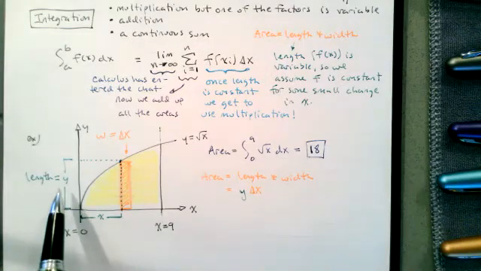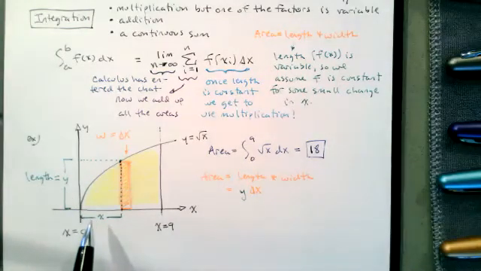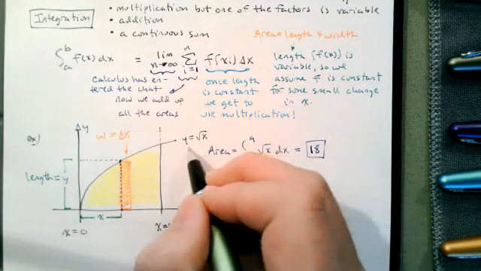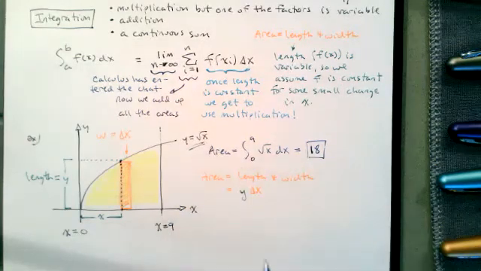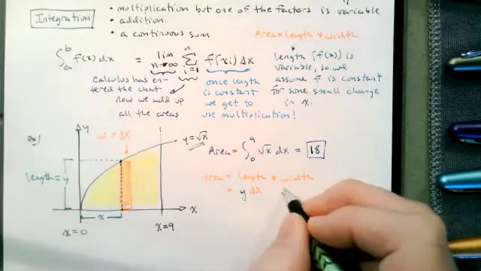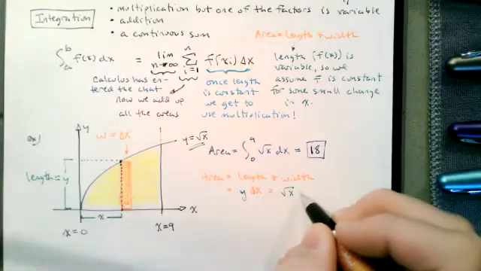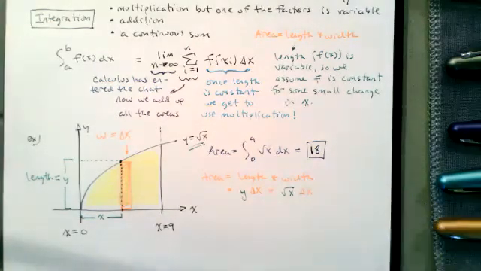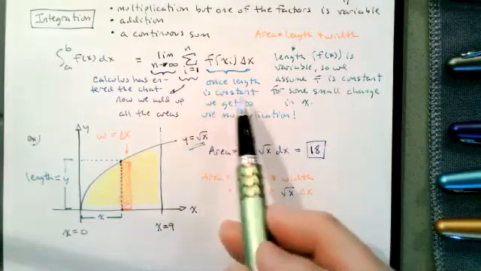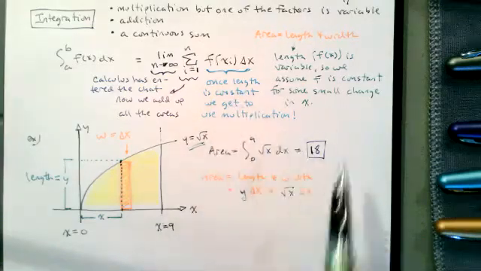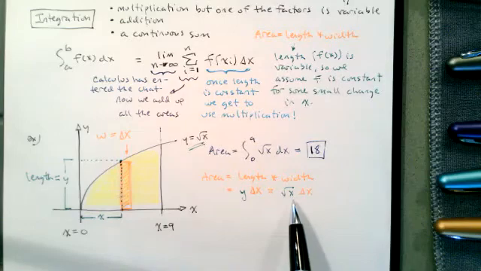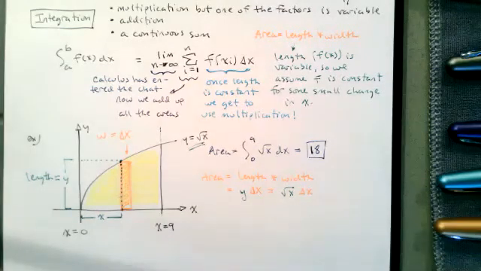And we have to write y in terms of x, the same way we were having to write the radius in terms of the h in the problems yesterday. And we know that y is equal to the square root of x. So the area is equal to the square root of x times delta x. Now we're at this point. Once length is constant, we get to use multiplication. Here's the length times the width. Then we do this for a bunch of different values of x.